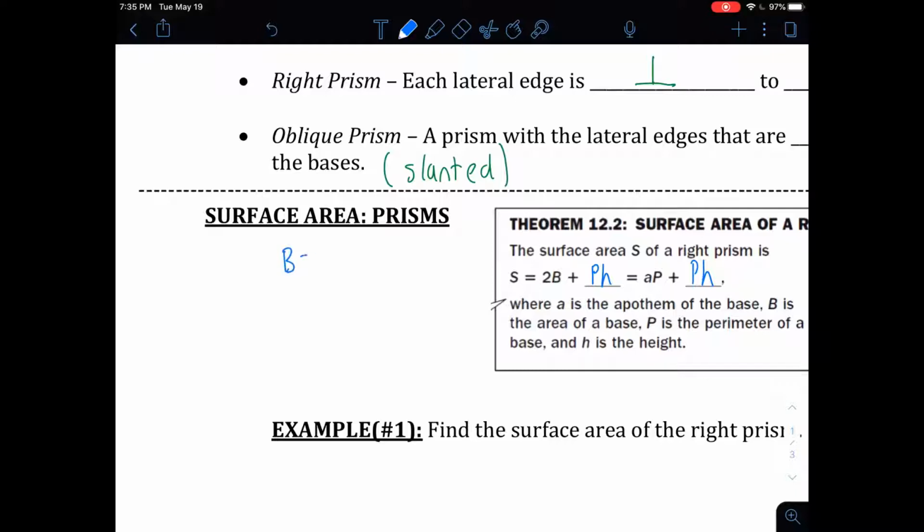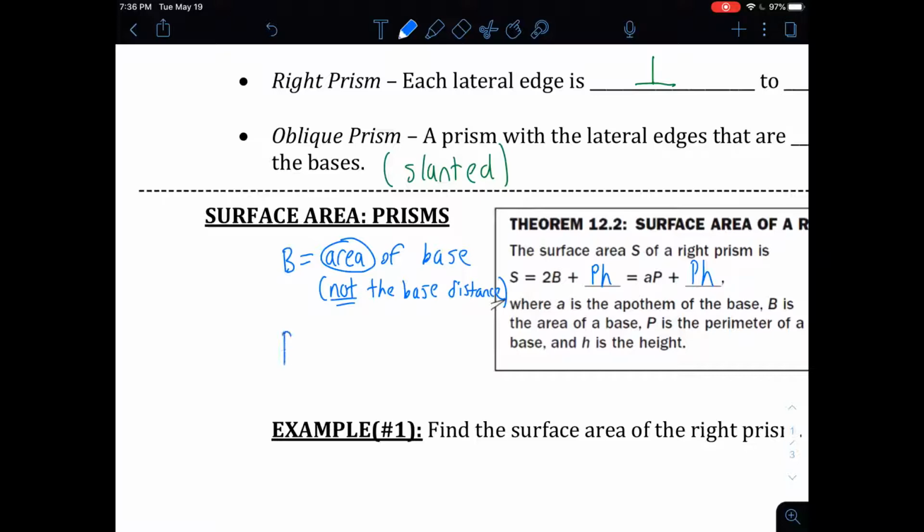Capital B equals the area of the base. It's not the base distance. Capital B is the area of the base. It's not like just base times height in a triangle. That'll make more sense when we get into an actual problem.